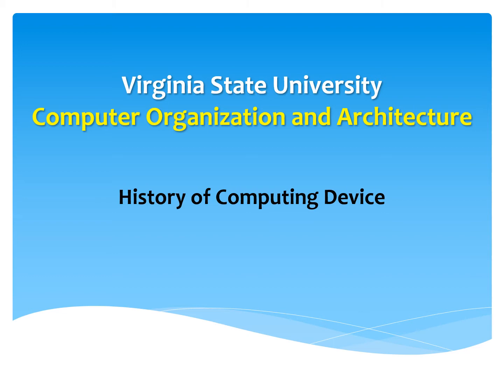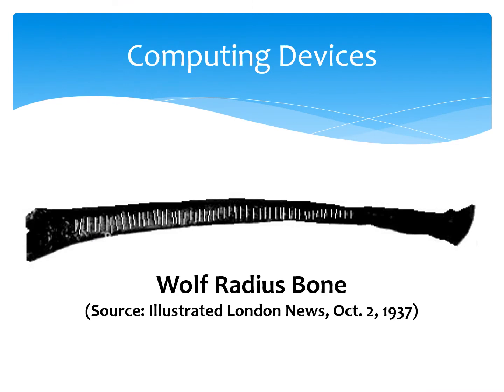In this unit, we will briefly talk about the history of computing devices. Humans naturally count with fingers and use objects to represent information. For example, as depicted on the screen, is a wolf radius bone showing 55 cuts in groups of 5.